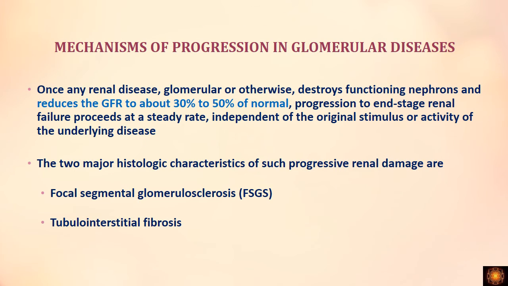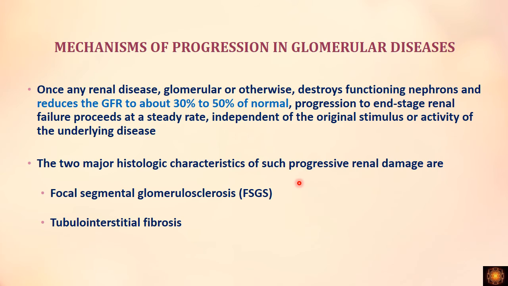Now what histological changes we see whenever there is this immune deposition and all that, we'll see here. Normally when the nephrons are getting destroyed, the GFR reduces, and once the GFR, glomerular filtration rate, reduces to 30 to 50% of the normal, then slowly the patient will progress to end stage renal failure. Even if you remove the original stimulus, once the patient reaches here, slowly he will go into end stage renal failure.